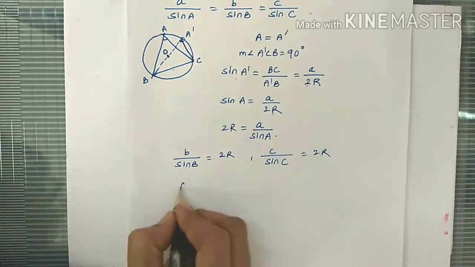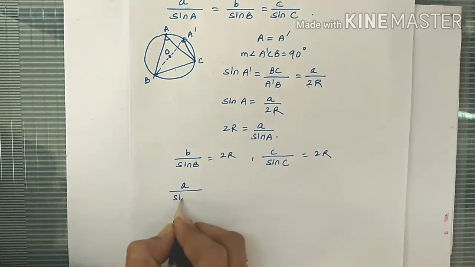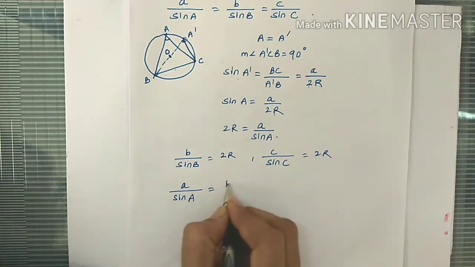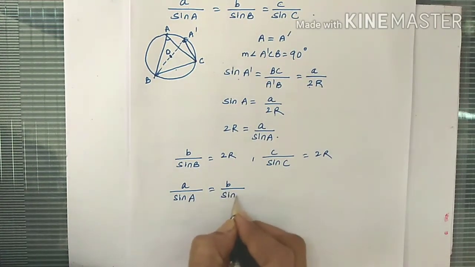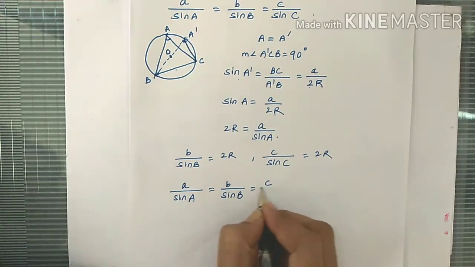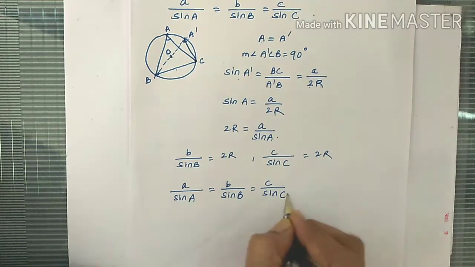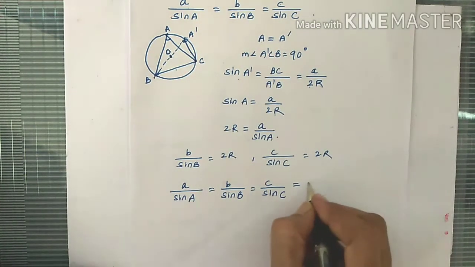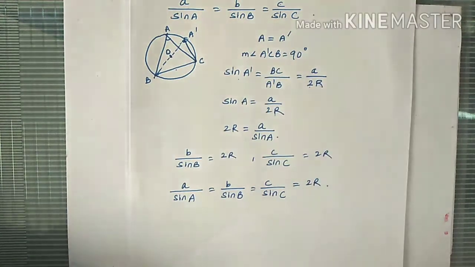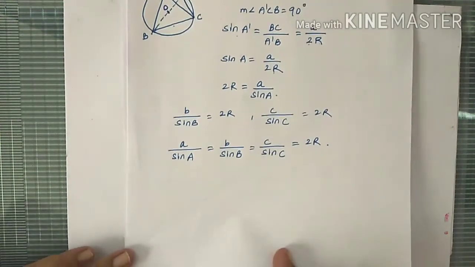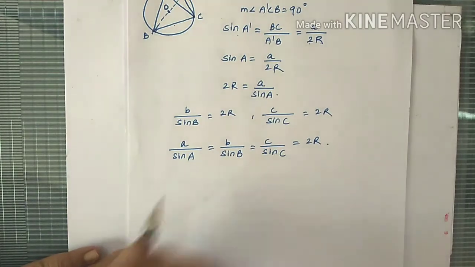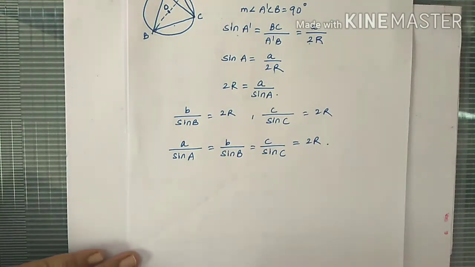But we have already proved that a by sine A equals b by sine B equals c by sine C. And now these ratios are equal to 2R, where R is the circumradius. So this is the proof of our sine rule.